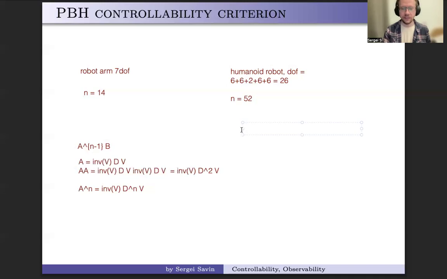Now, if the smallest eigenvalue of your matrix, let's say the minimal eigenvalue of your matrix, is something like this.